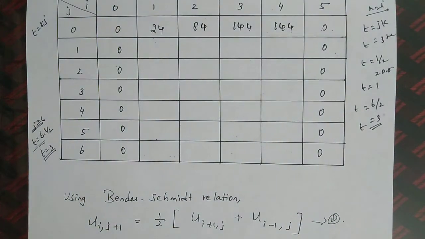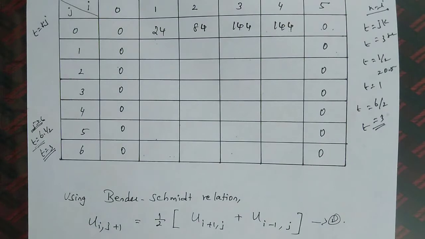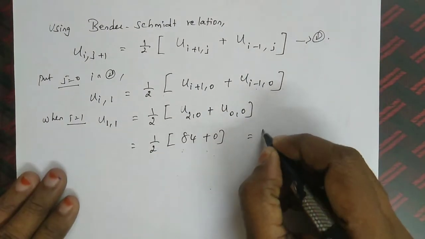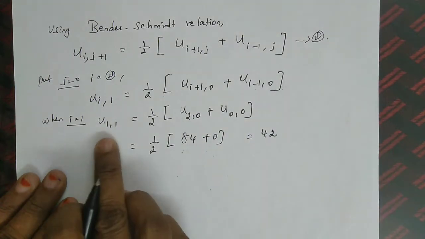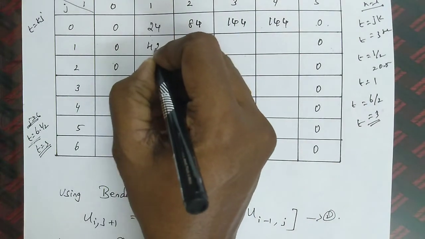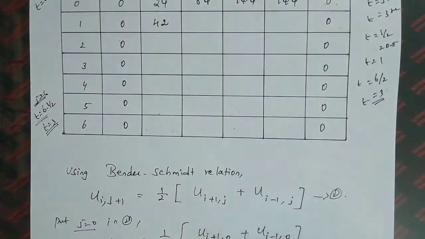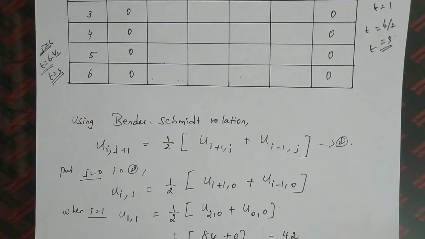So 84 plus u(0,0), and u(0,0) is 0, which is equal to 84 by 2. What is that? 42. So our first value u(1,1) is nothing but 42. That is the reason why we make a table like this, so that we can avoid mistakes and easily find the values from the table. Previous values we can easily take out.